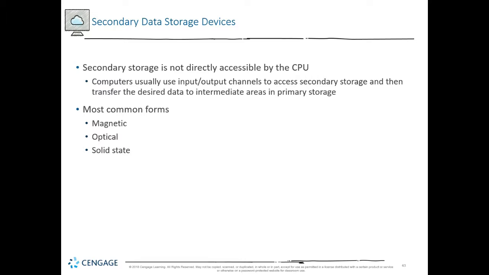A secondary storage device is not directly accessible by the CPU. Computers usually use input/output channels to access secondary storage devices and then transfer the desired data to intermediate areas in primary storage. The most common types are magnetic, optical, and solid state.